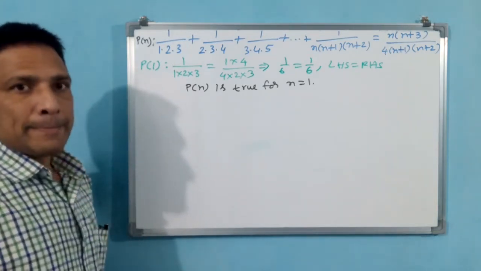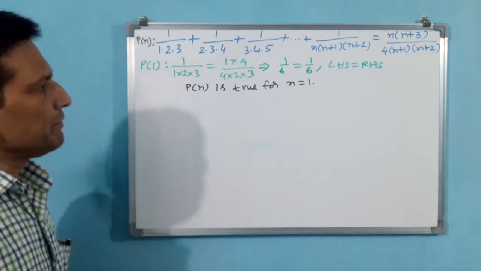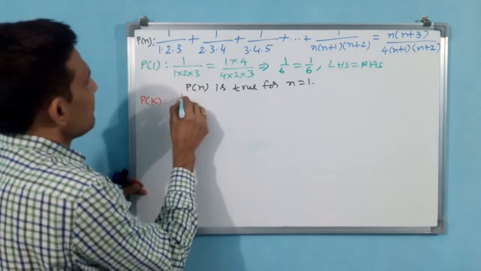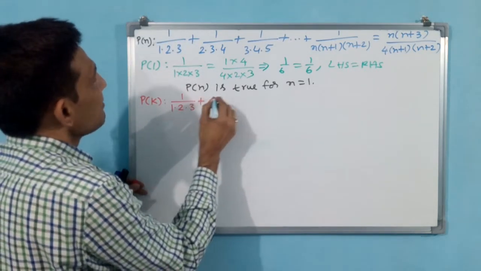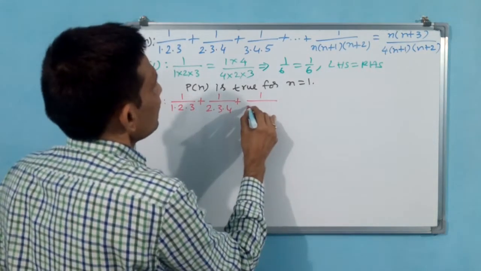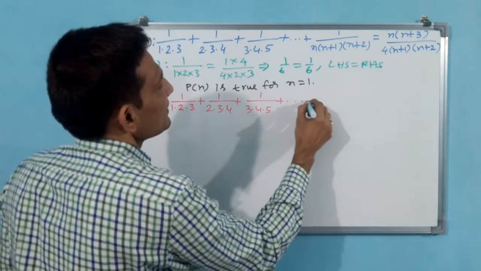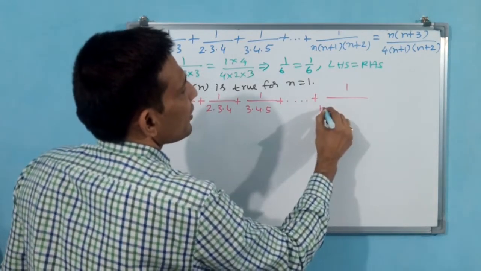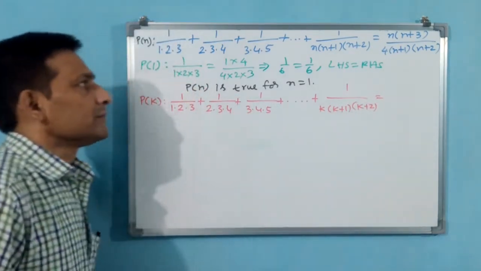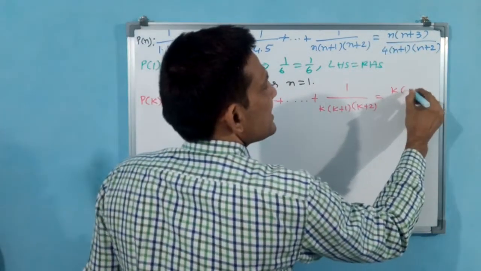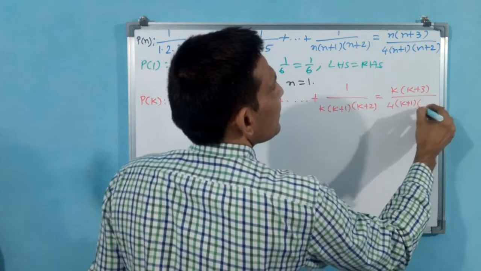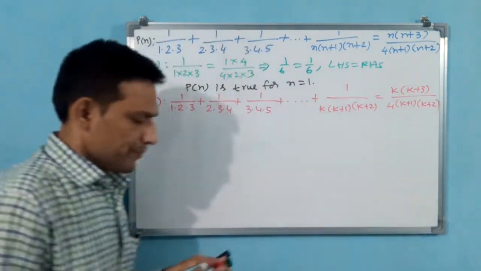Now P of k also you have to write. Write down P of k. You simply copy P of n. 1 by 1 into 2 into 3 plus 1 by 2 into 3 into 4 plus 1 by 3 into 4 into 5 plus 1 by k into k plus 1 into k plus 2, that is equal to k into k plus 3 by 4 into k plus 1 into k plus 2. Is it okay?